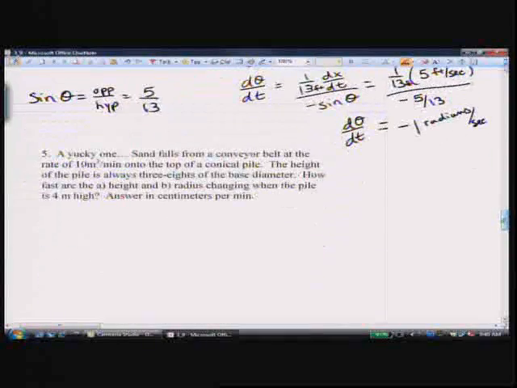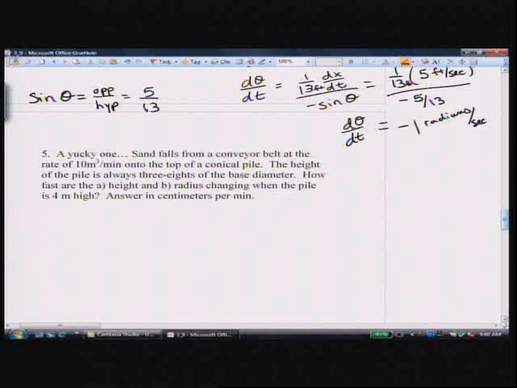Here's a yucky one. Sand falls from a conveyor belt at the rate of 10 cubic meters per minute onto the top of a conical pile. The height of the pile is always 3/8 of the base diameter. How fast are the height and radius changing when the pile is 4 meters high? Answer in, of course, centimeters per minute.